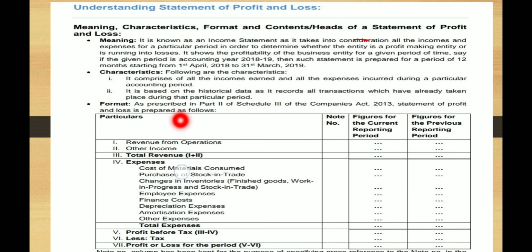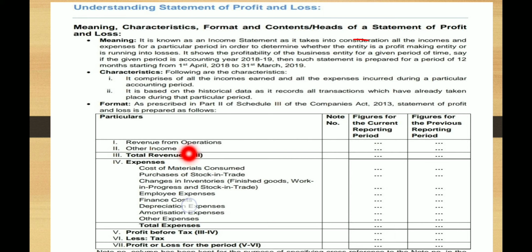Now the format. The balance sheet is part third, and the income statement is the second part of schedule third of the Companies Act 2013. First of all it includes revenue from operation. What is revenue from operation? Revenue from sales, whether of product or services, and other operating revenues. Other income includes interest income, dividend income, net gain or loss on sales of investment, and other non-operating income.